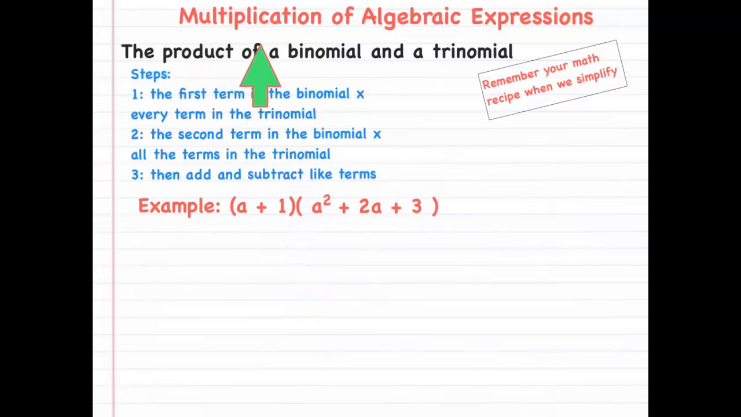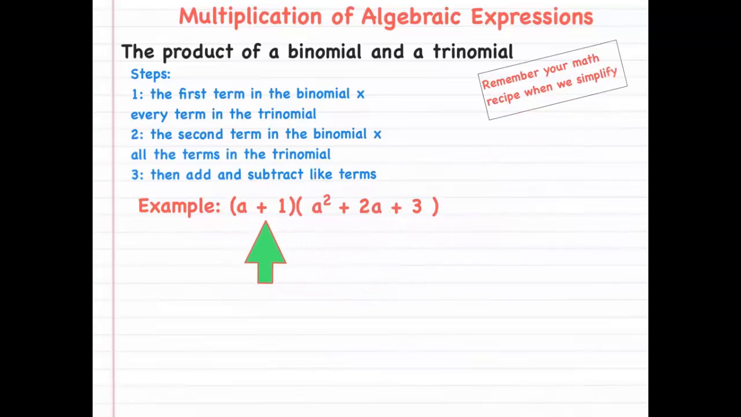In this lesson of multiplication of algebraic expressions, we are going to have a look at the product of a binomial and a trinomial. Okay, so basically we are going to have a binomial. Now you know what we mean by that. That's when we have two terms inside brackets, and we are going to multiply it with a trinomial when we have three terms inside brackets. This entire sum is one term, so please always remember your math recipe when we simplify. So we want to simplify this, and remember this is one term.